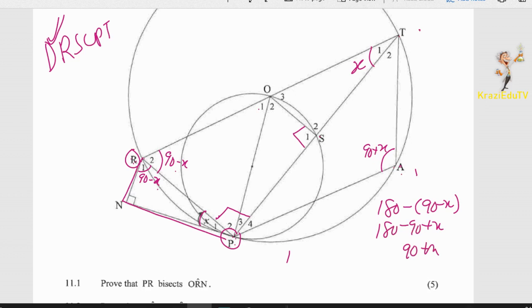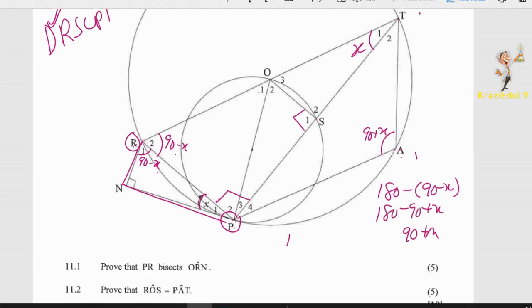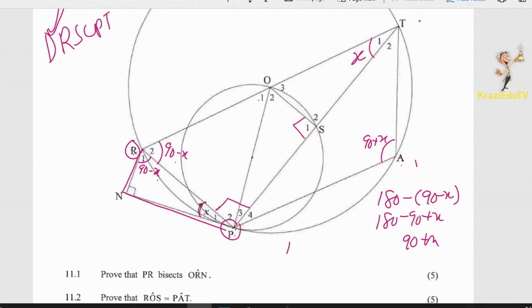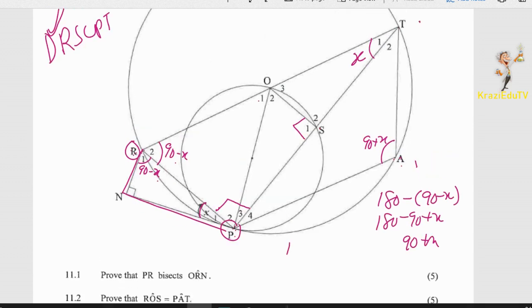Okay, now what else can we deduce from here? Already we know the value of one of the angles. Let me just check again. We're looking for PAT. All right, so our PAT is 90 plus X. We are now aiming to get ROS. So we're looking at that angle there. ROS. Let's see.